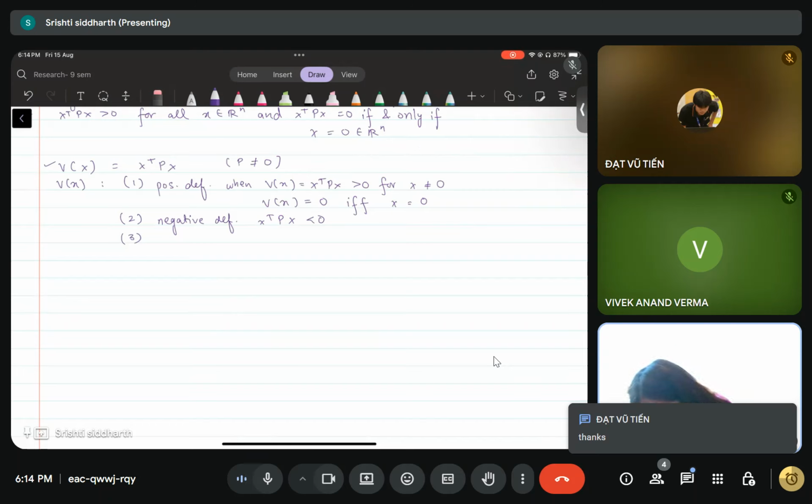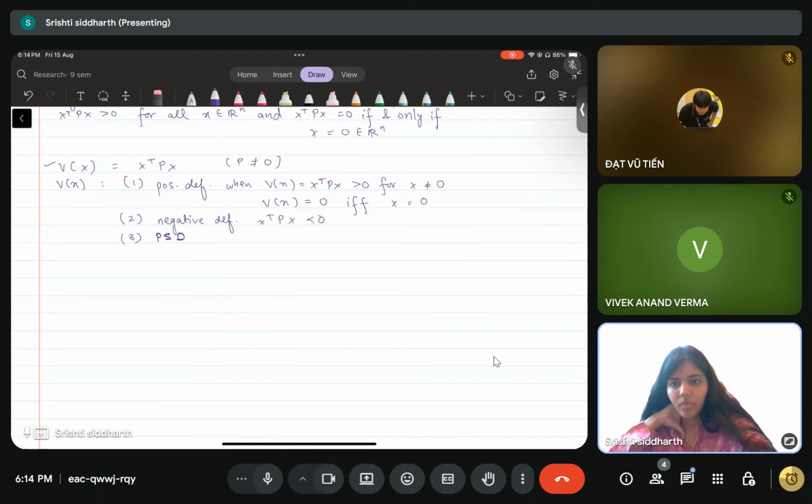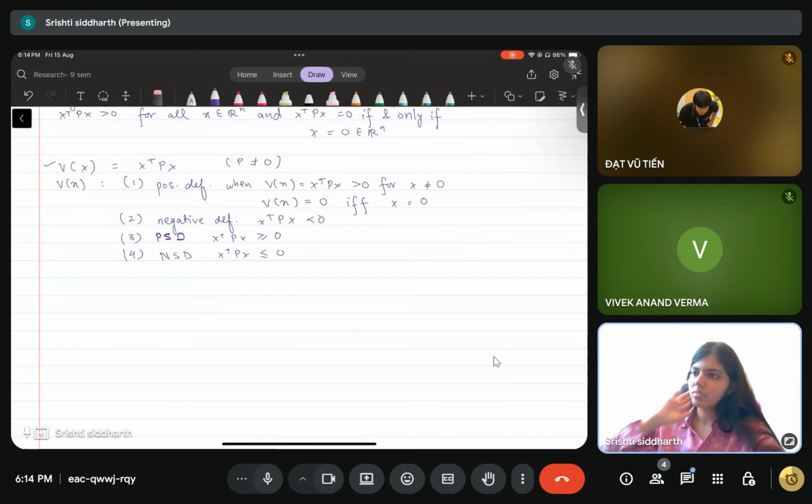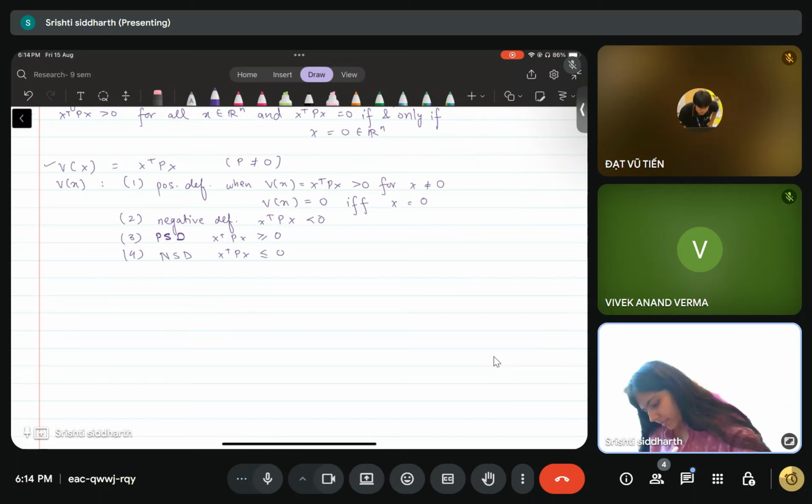So I'm going to write this down. This is positive semi-definite. This is when X transpose Px is greater than or equal to 0. And similarly, negative semi-definite if X transpose Px is less than or equal to 0. Alright, so let's see an example.